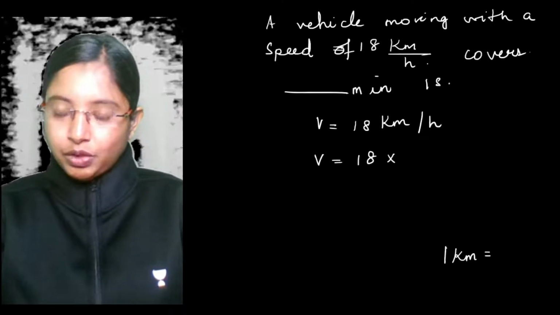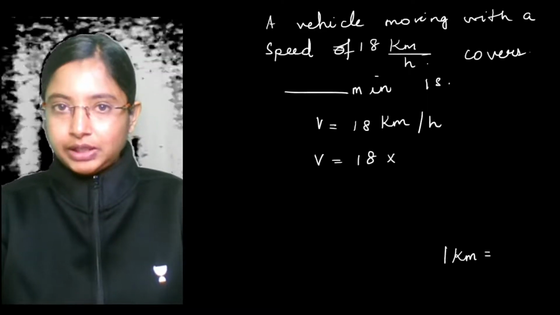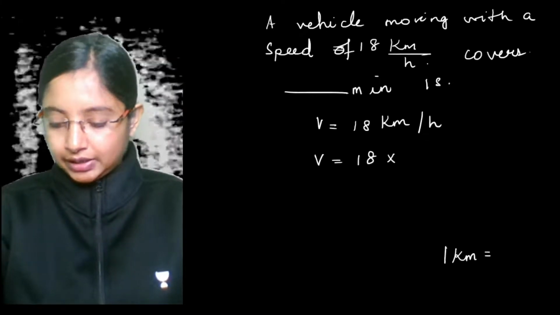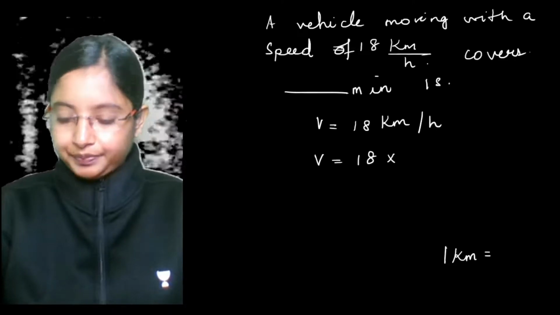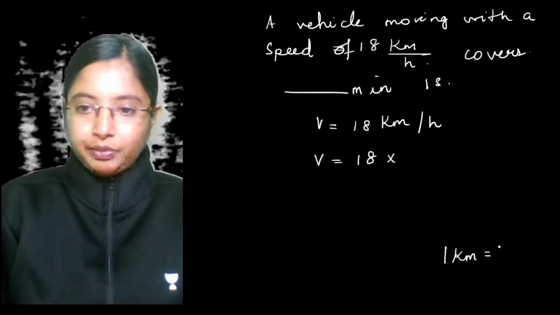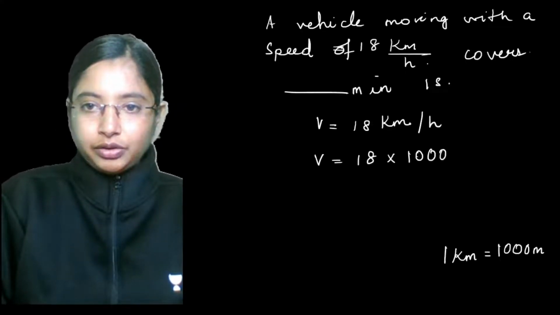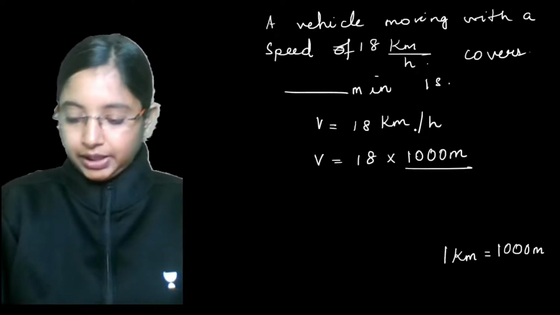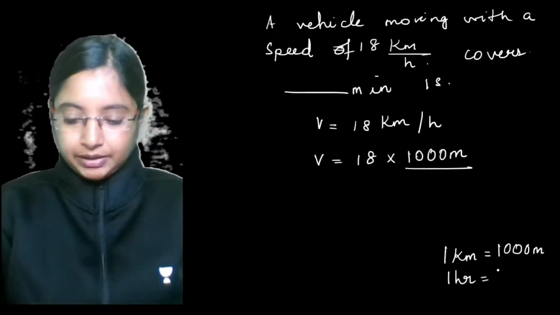But how about checking, what are we finding here? Meter per second is actually velocity. Are we finding velocity in this question? They are saying a vehicle moving with the speed of 18 kilometers per hour covers dash meters in 1 second. What quantity are we finding here? And yes, 1 kilometer is 1000 meters. By how many hours? Hours to seconds. How do we convert 1 hour to seconds?